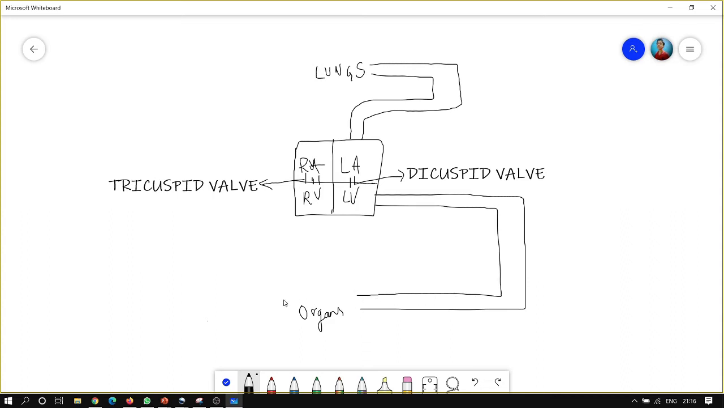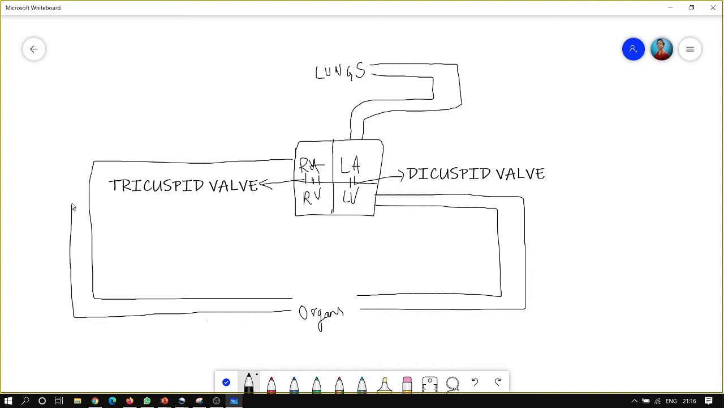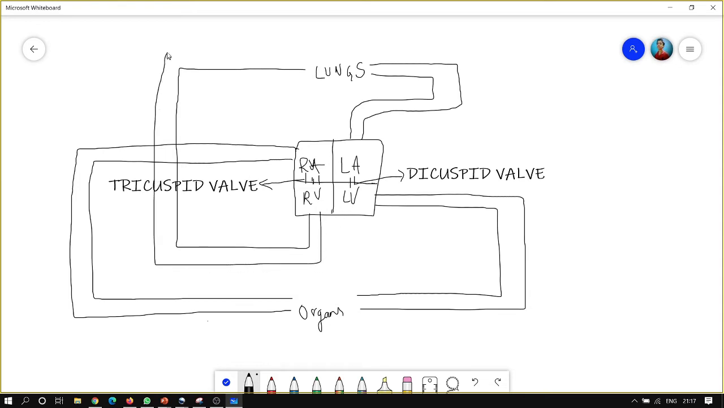Yeah, so then here it goes and it enters the right atrium, and from the right atrium through the tricuspid valve it goes to the right ventricle. Then coming from here it goes back to the lungs. So guys, this is the process. Let me just draw it. Yeah, so this is the main process, guys.